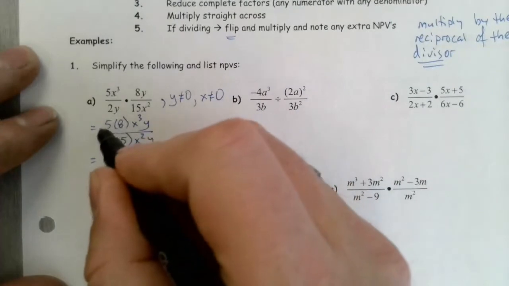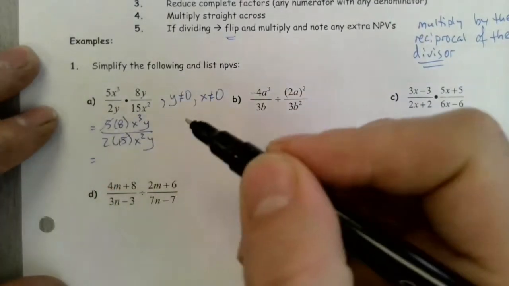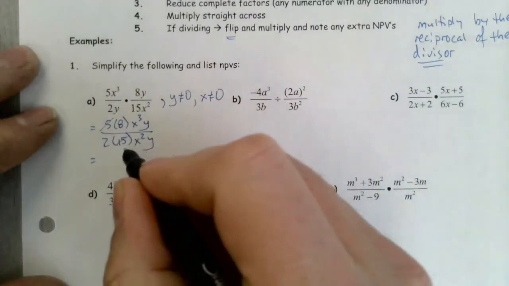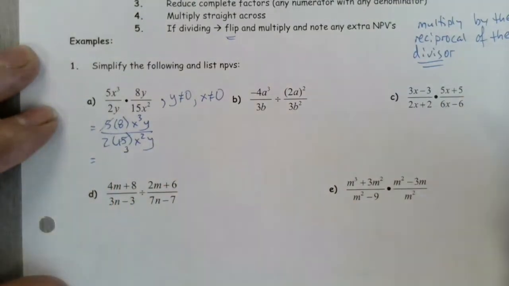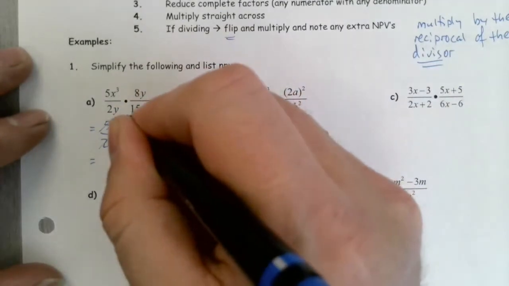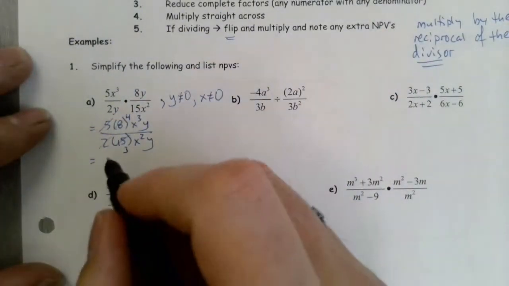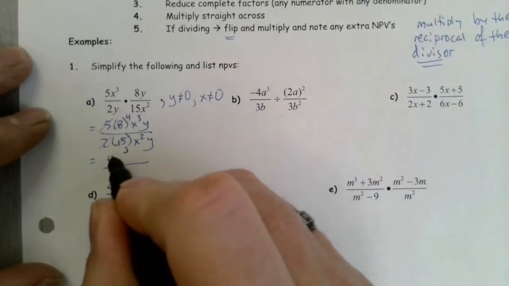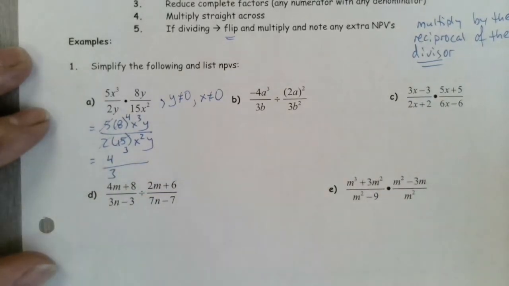So for example, I've got a factor of 5 here, and I can divide that with the factor of 5 that's in the 15. That will leave me with a factor of 3 left over. There's a 2 here. There's a factor of 2 in the 8. That will leave me with a factor of 4 left over. So my final answer here is going to have a 4 in the numerator and a 3 in the denominator.